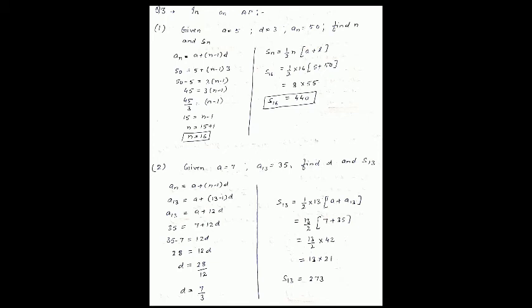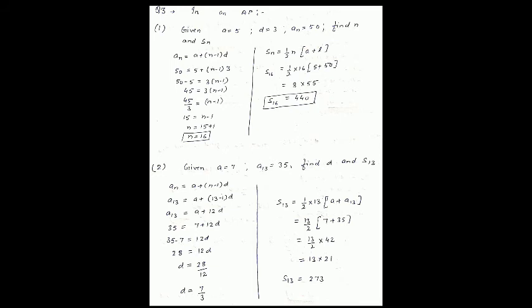In the same way we will come to the second part. Here a is given to us as 7, a13 as 35. We have to find d and S13. So here indirectly they have given the value of n as 13. So again we will apply the formula an is equal to a plus (n minus 1) into d. So in place of n we will put 13. Yes, so a13 is equal to a plus 13 minus 1 into d. a13 is 35, a is 7, and 13 minus 1 will be 12, and d is not given. We will find it out here.